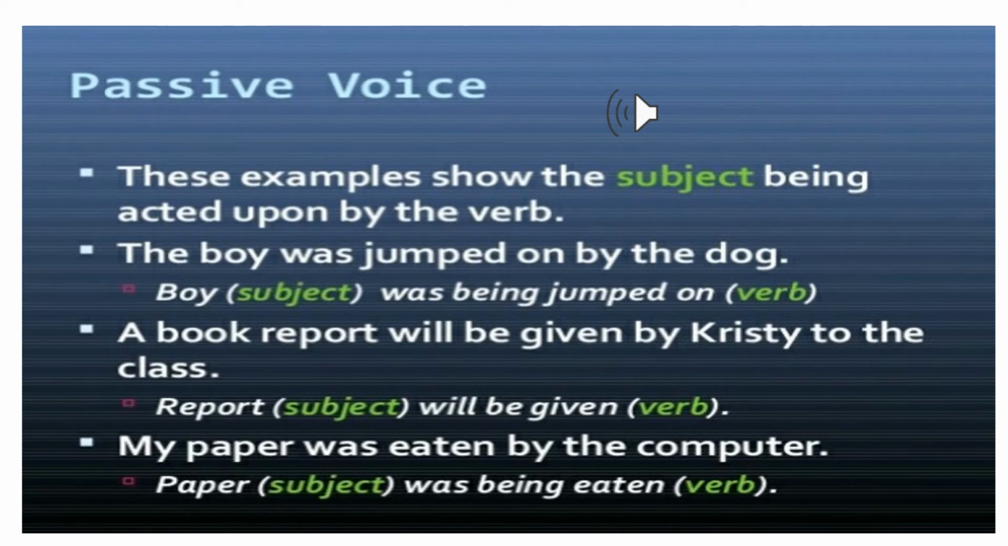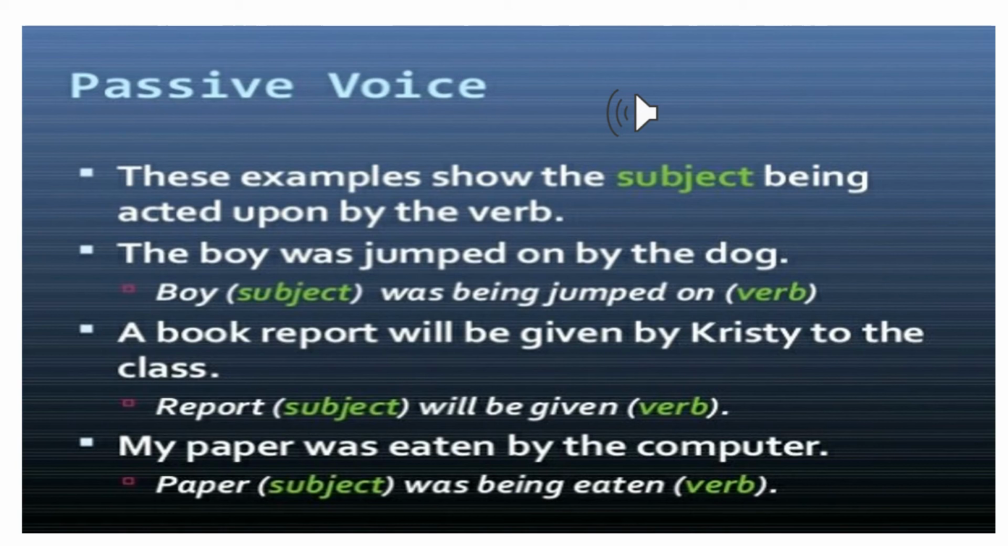Here the boy becomes the subject, and it was jumped on by the dog. Next, the book report will be given by Christy to the class. I have given the active voice of this particular sentence in the active voice portion. Here the subject is Christy, and Christy will give that book report to the class.